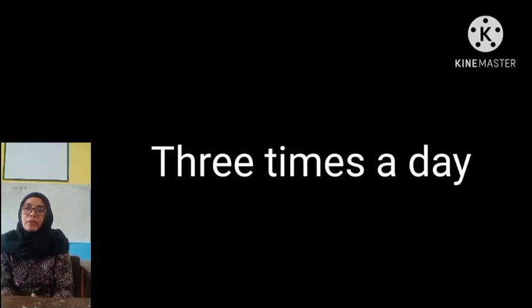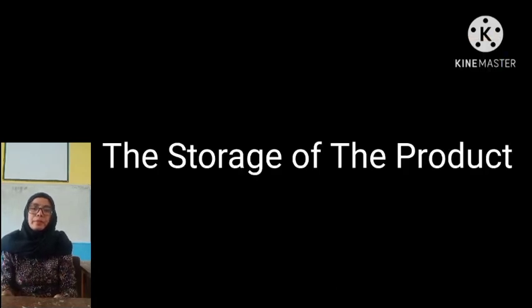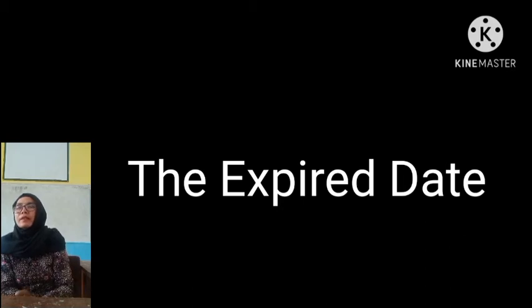And then the next is the storage of the product. The storage of a product is very important. Because if we don't store the product properly, the product will be damaged or destroyed, and it is very dangerous for us to consume the damaged product. And the last one is the expired date. Expired date is expiration date. Expiration date is often printed as expired date. Expired date means tanggal kedaluarsa in bahasa Indonesia.